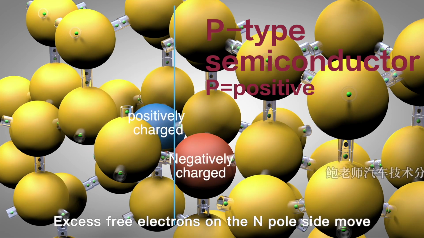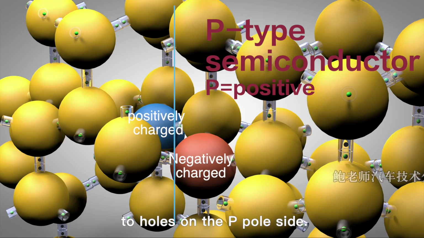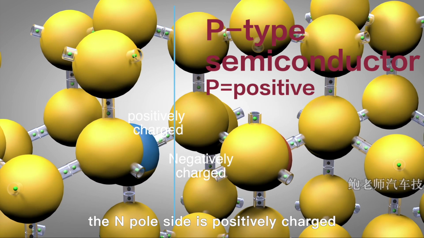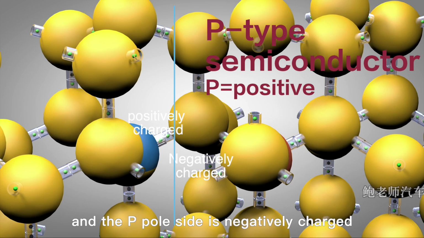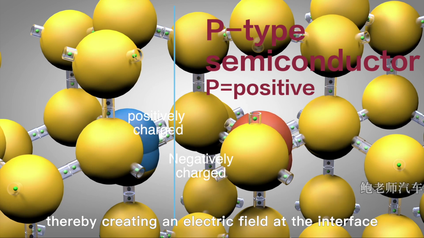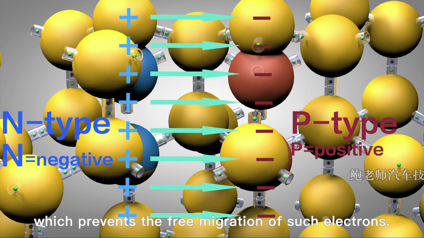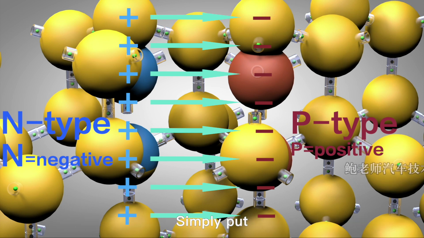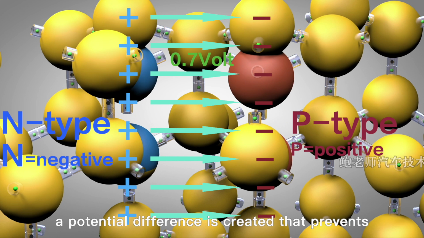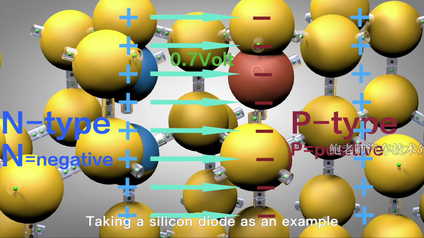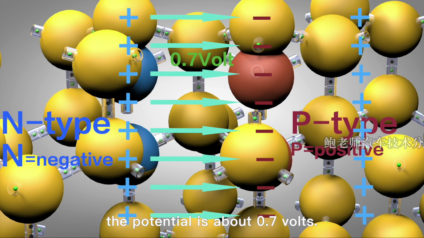On the p-n interface, something interesting happened. Excess free electrons on the n-pole side moved to holes on the p-pole side. In this way, the n-pole side is positively charged, and the p-pole side is negatively charged, thereby creating an electric field at the interface, which prevents the free migration of such electrons. Simply put, a potential difference is created that prevents the flow of electrons. Taking a silicon diode as an example, the potential is about 0.7 volts.